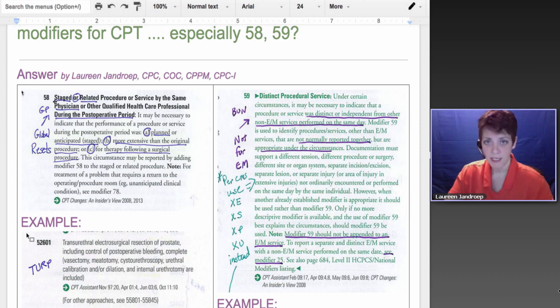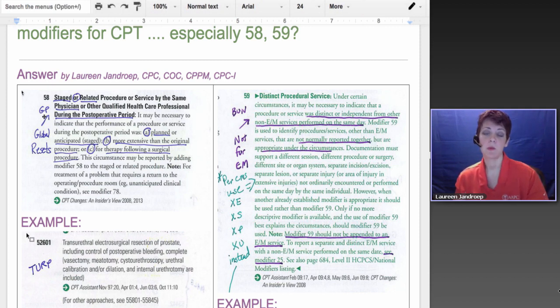Staged or related procedure or service by the same physician or other qualified healthcare professional during the post-op period. So my little GP is my reminder that this is a global package modifier. If I'm not in the global period for this particular patient, then this modifier doesn't even apply. Don't worry about it. But if you are, and now you're doing a second stage of a procedure or a related procedure, then you would want to use this modifier on that second one.